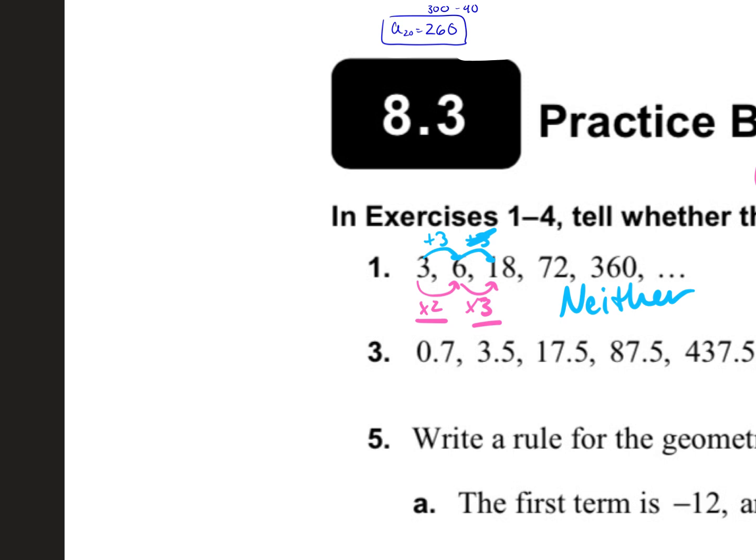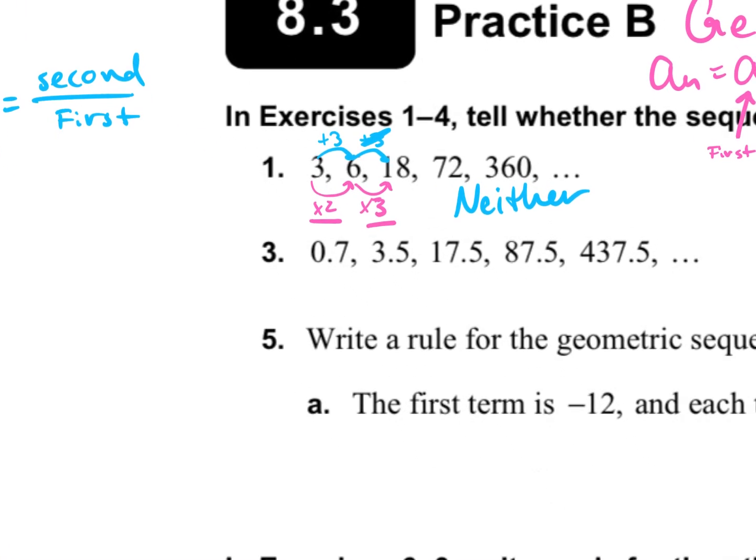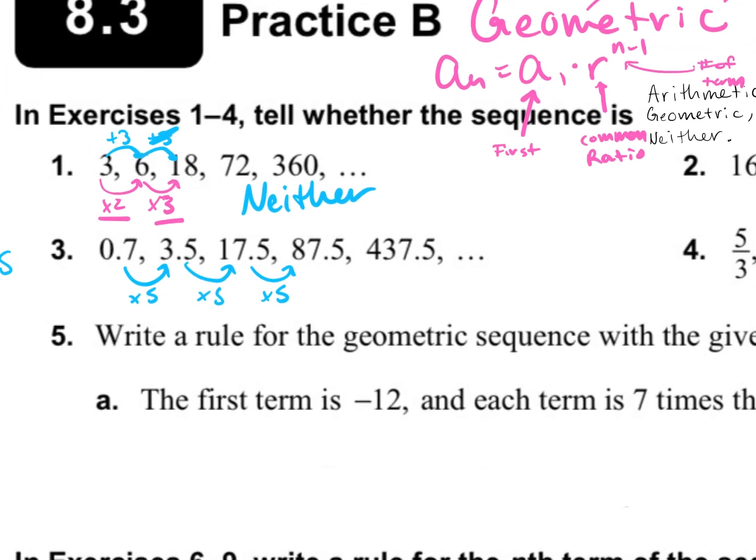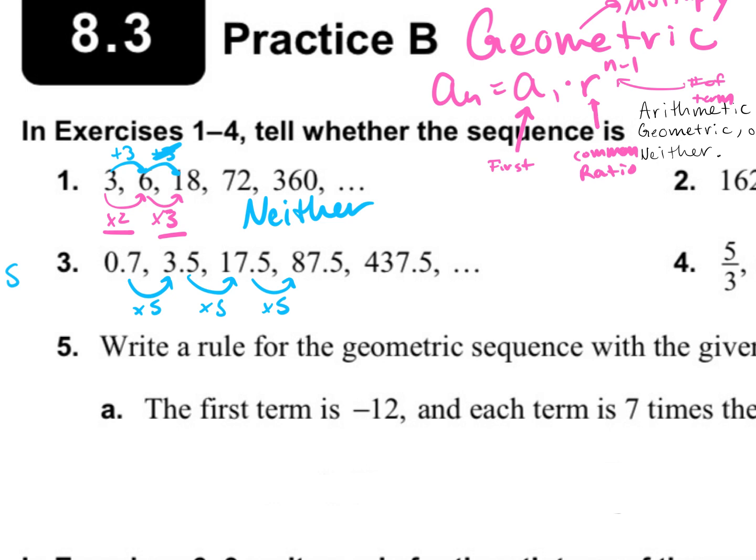Before we get to number 3, just like how we had a formula to find the common difference in 8.2, we have a little formula to find the common ratio. So to figure out what r is, you could always do the second term divided by the first term. So this is kind of a shortcut way to find your common ratio. Sometimes, like in number 3, it's a little bit harder to see what you're multiplying to get from one number to the next because we have decimals. But you could always do 3.5 divided by 0.7. And what do we get? 5. So we're multiplying by 5 to get from one number to the next. If I multiply 3.5 times 5, do I get 17.5? Yes. Now this is easy to check because you have your calculator, so just plug it in and multiply times 5. Do I have a common ratio here? Yes. So is it arithmetic, geometric, or neither? Geometric.